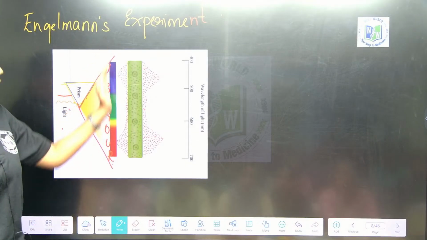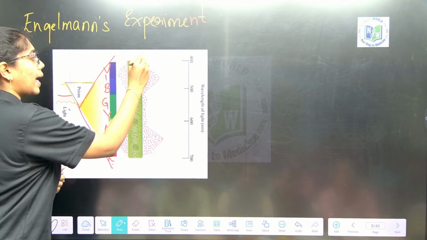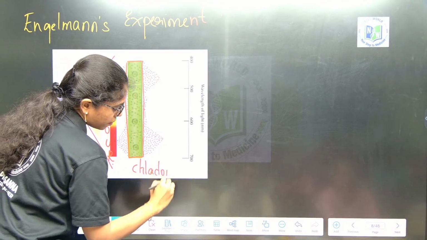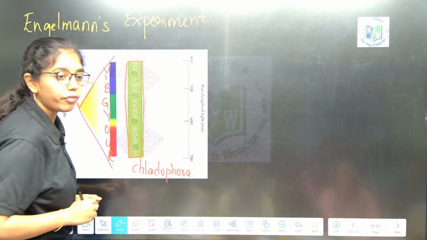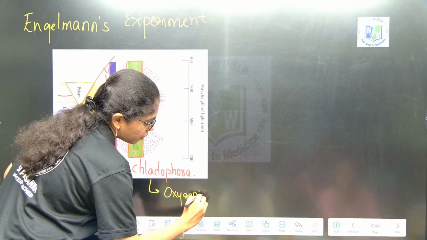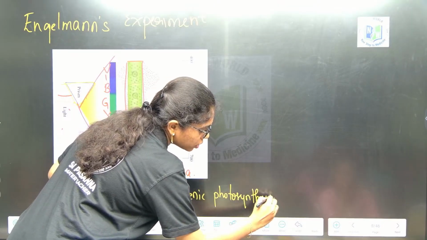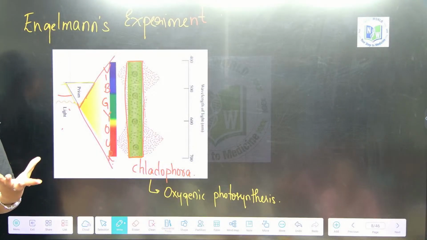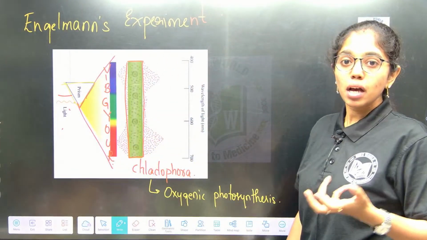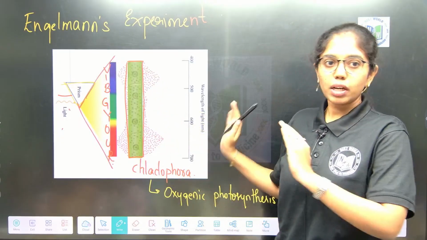To this exposed light, a green algae is placed. Green algae, which is Cladophora. What type of photosynthesis does it conduct? Oxygenic photosynthesis. Oxygenic photosynthesis means at the end of photosynthesis, it will evolve oxygen as a byproduct. So when oxygen is being evolved, to trace the amount of oxygen, what is placed over this Cladophora is aerobic bacteria.